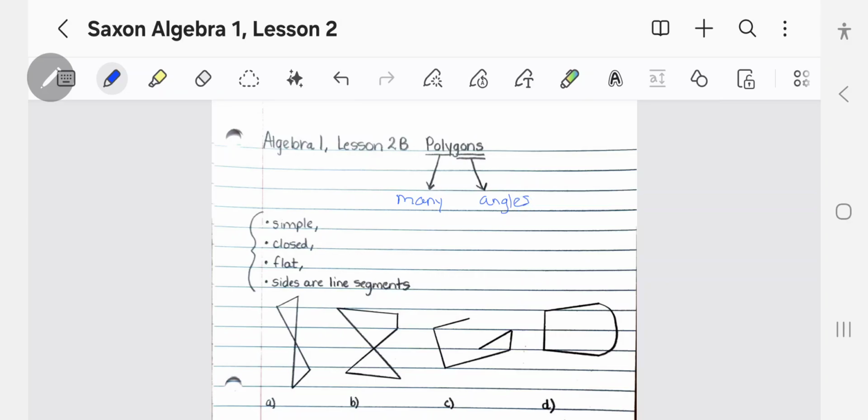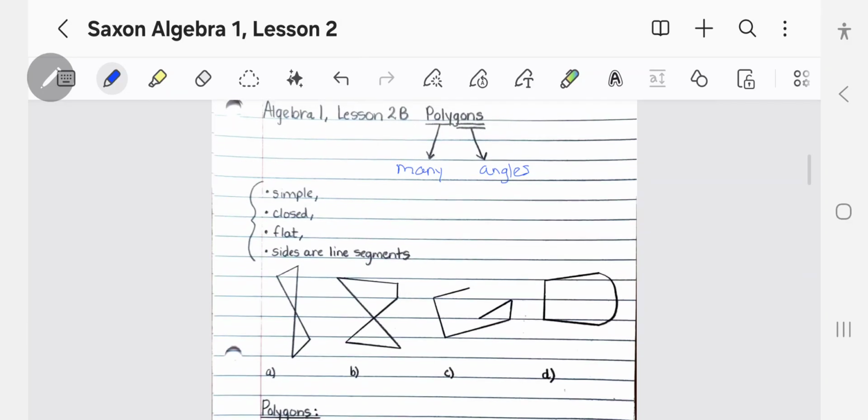To be a polygon, it has to be a simple figure. We'll talk about that in a second. Closed, flat, and the sides are line segments. Let's start with flat. These are all flat. They're all drawn on a piece of paper, and you're looking at it on a flat screen. So the flat part, we got that covered, right?